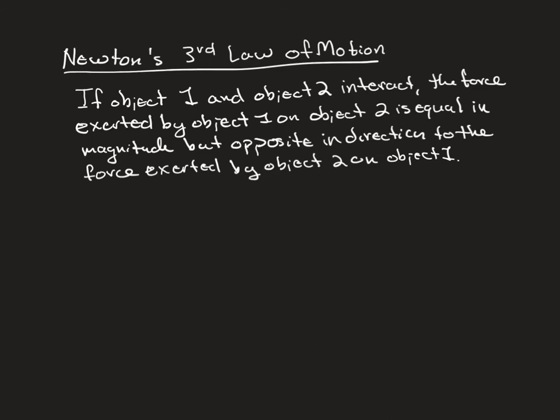We are now going to discuss Newton's third law of motion. Newton's third law of motion states that if objects 1 and 2 interact, and remember an interaction means that there could be a force exerted, whether it's non-zero or has an actual value, the force exerted by object 1 on object 2 is equal in magnitude but opposite in direction to the force exerted by object 2 on object 1.